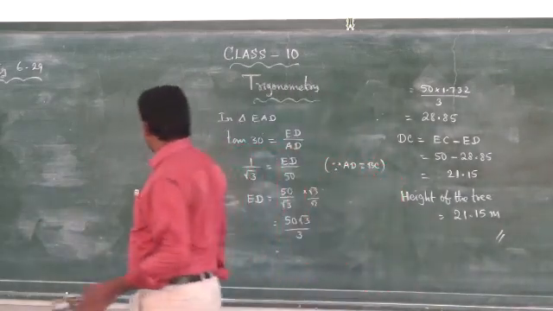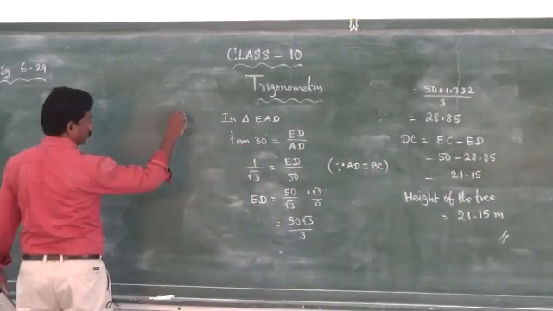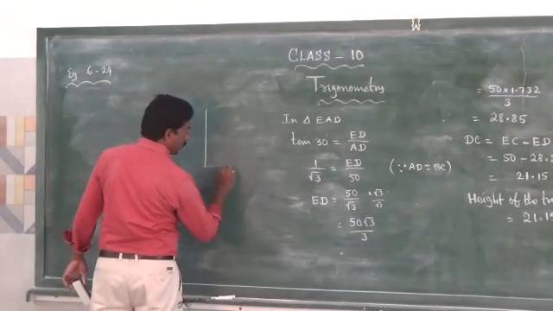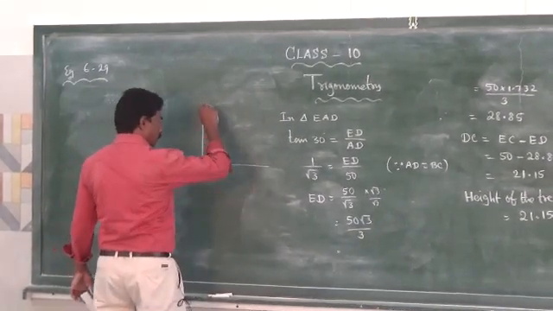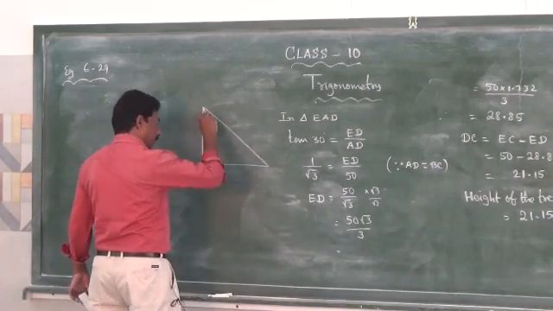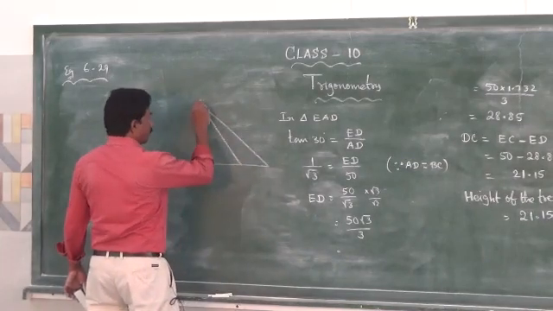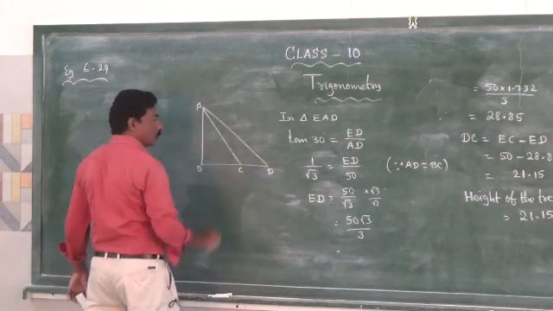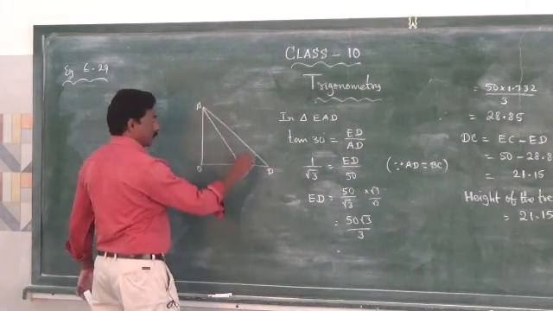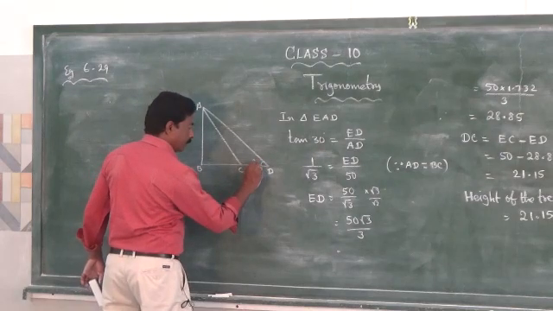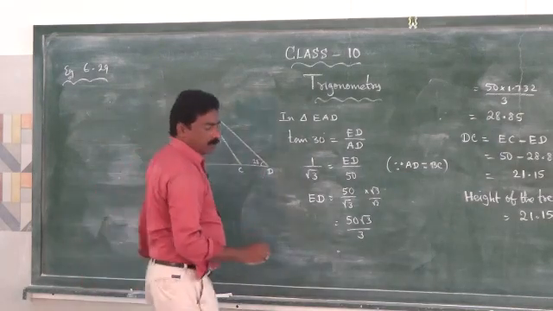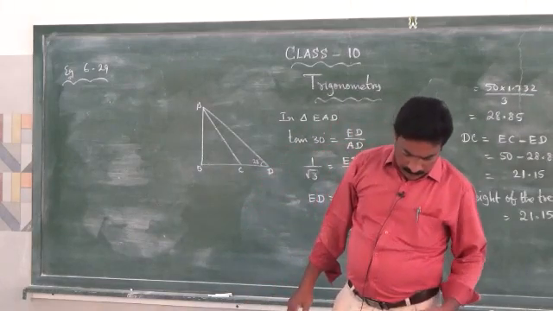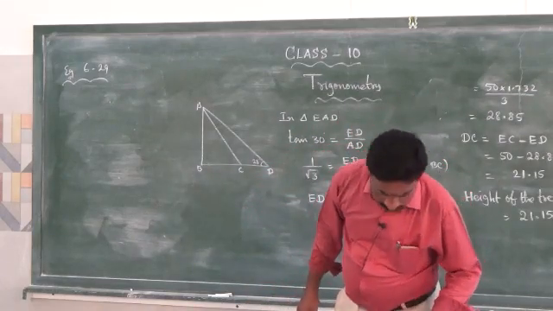So, the lighthouse is here and there are two ships on the same side. The angles of depression of the two ships are given. Suppose AB is the lighthouse, C and D are the positions of the two ships, and the depression, one is 28 degree, the other one is 45 degree. The lighthouse is 60 meter height.